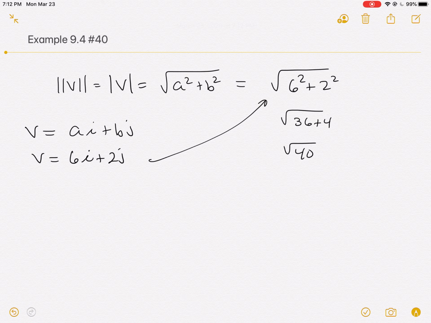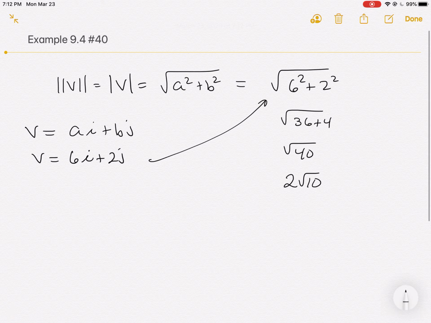They won't leave it as the square root of 40. They'll bring out the perfect square of 4 and write 2 root 10. That's the magnitude.